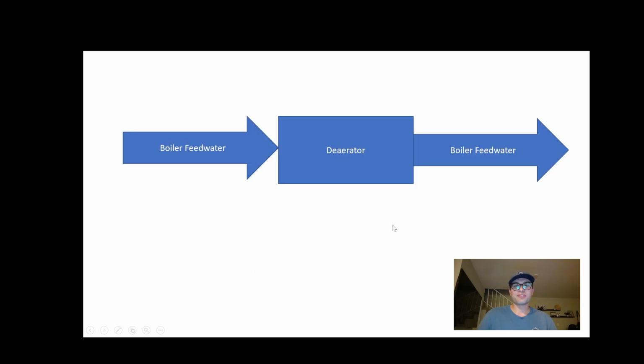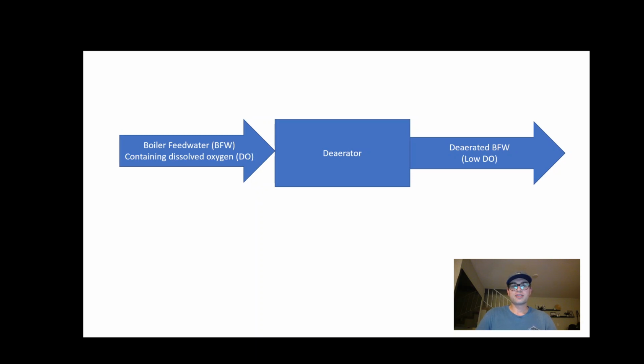Alright, so here's my block flow diagram. Boiler feed water going into deaerator with boiler feed water out. That should look confusing, should look like it's pointless because we're missing some details. So the main detail there is about dissolved oxygen, which is called DO, and then boiler feed water is often abbreviated as BFW. So dissolved oxygen is in water.